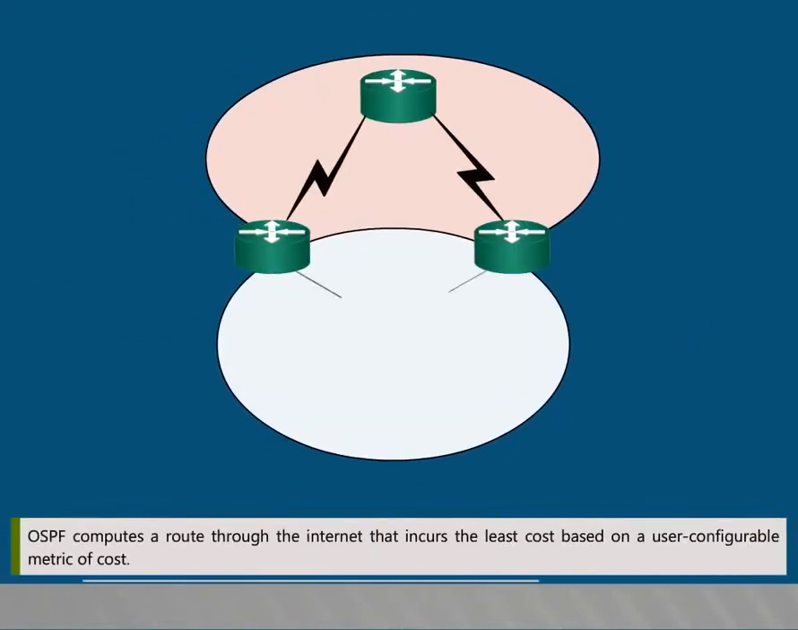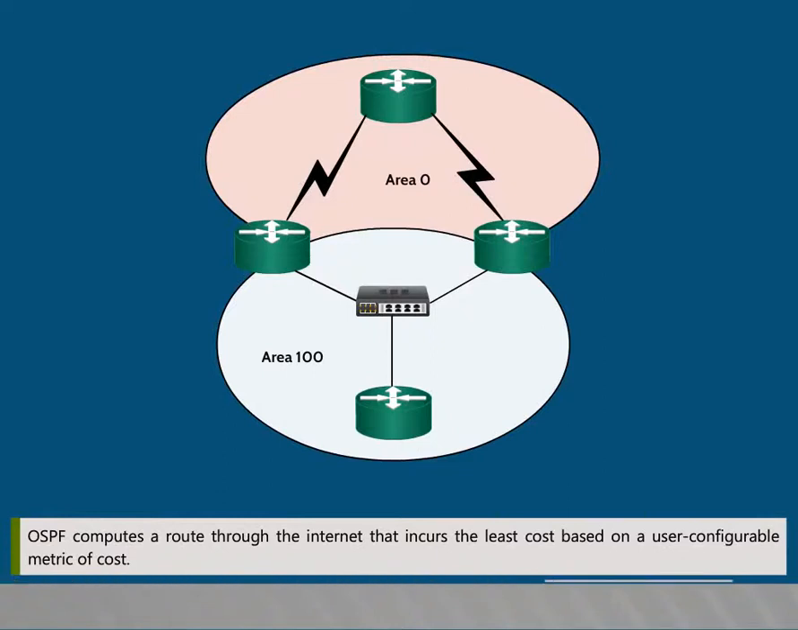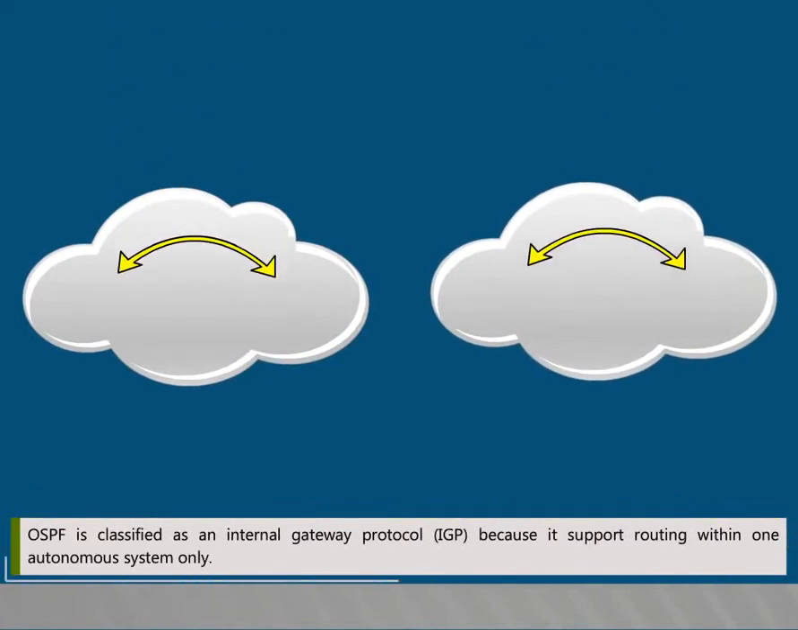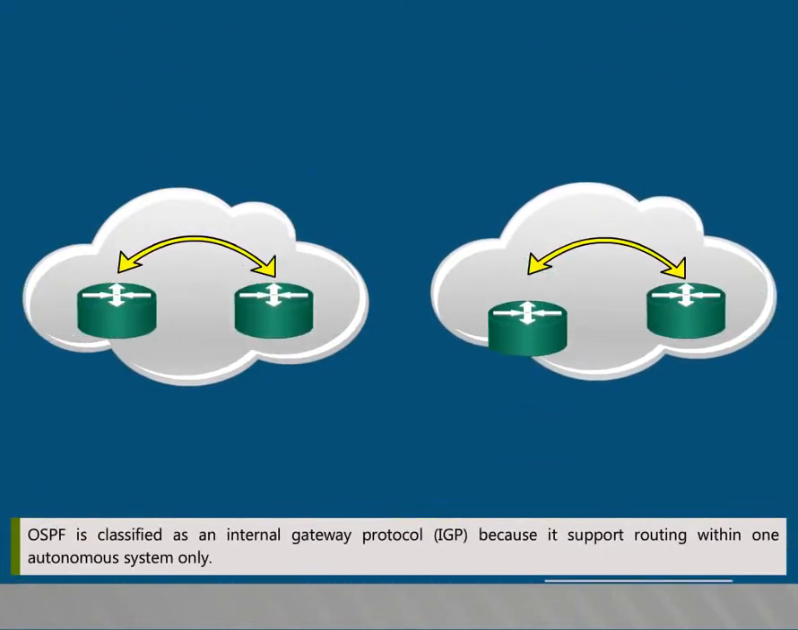OSPF computes a route through the internet that incurs the least cost based on a user configurable metric of cost. The user can configure the cost to express a function of delay, data rate, or other factors. OSPF is able to equalize loads over multiple equal cost paths. OSPF is classified as an interior gateway protocol, that is IGP, because it supports routing within one autonomous system only.